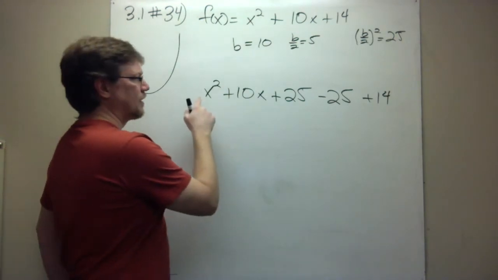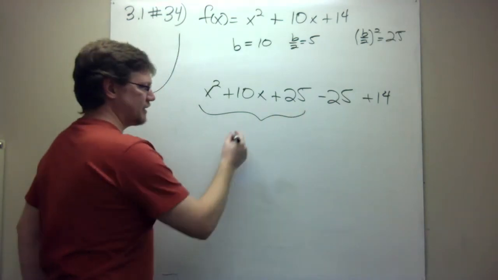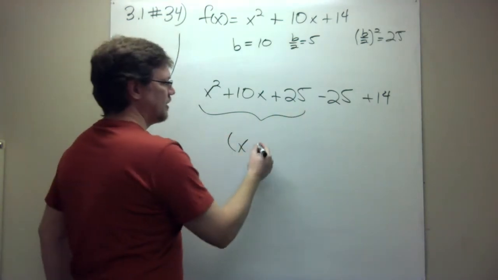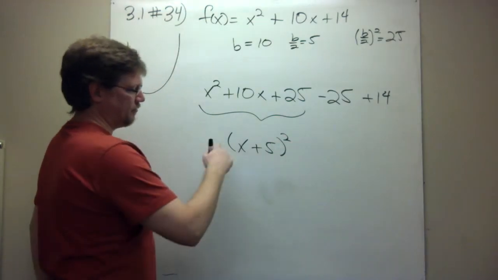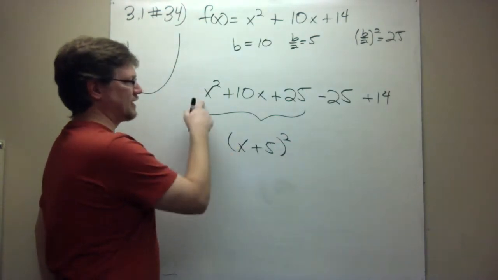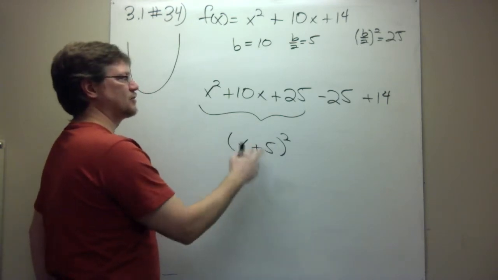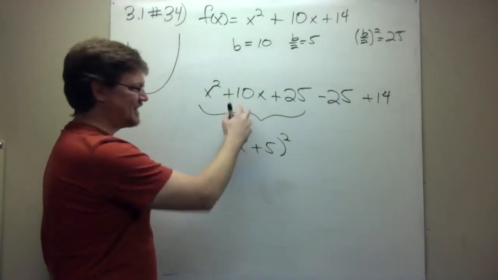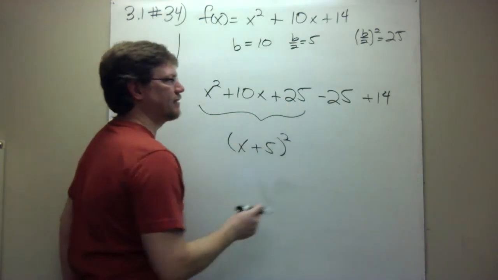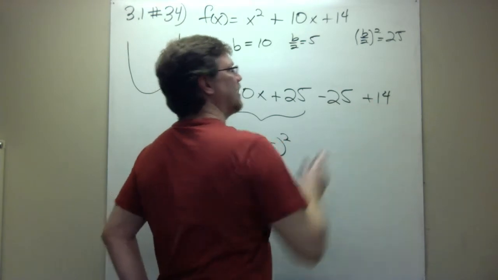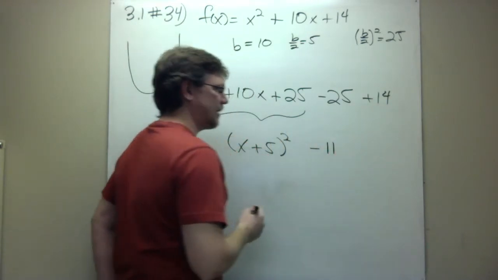All right. So when we simplify this, this is my perfect square. This is x plus 5 squared. Right? In fact, if we FOIL this out, x times x is x squared, x times 5 is 5x, 5 times x is 5x. There's two of those. 5 plus 5 is 10. 5 times 5 is 25. So this is that thing. Minus 25 plus 14, it comes out to be minus 11.